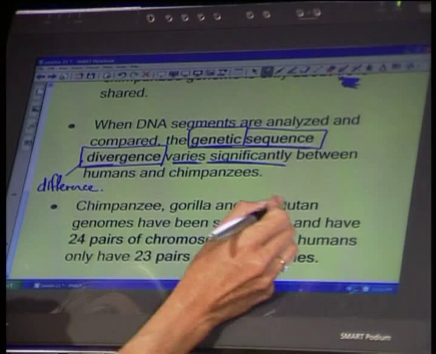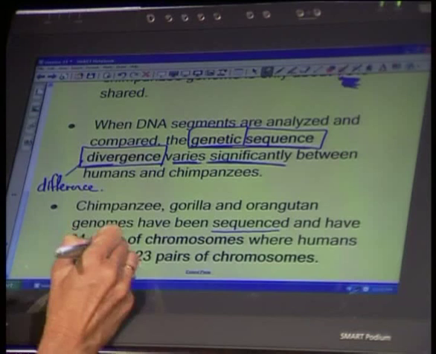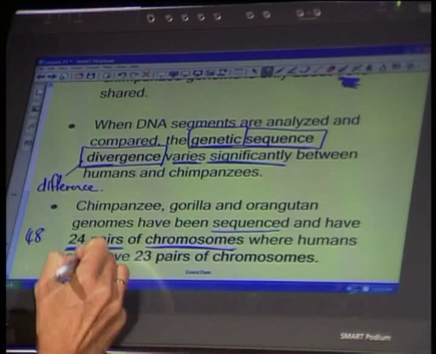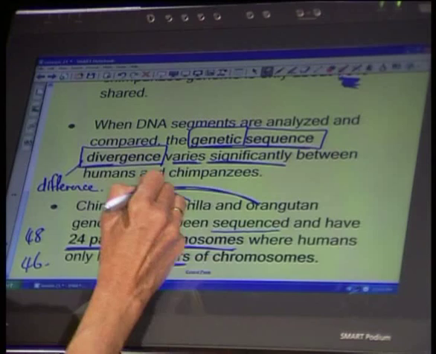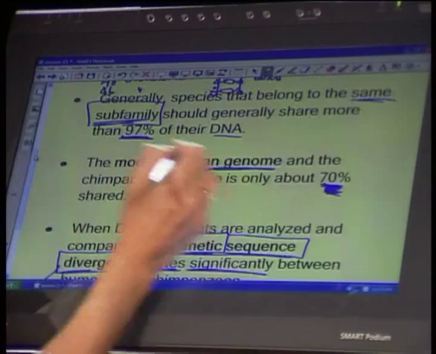Chimpanzees, gorillas, and orangutan genomes have been sequenced and have 24 pairs of chromosomes, okay? In other words, 48. Where humans have 23 pairs, which is the 46 I spoke about just now. So here, your chimpanzees, your gorillas, and your orangutans, they are closely related to each other. Okay. But the humans, we only share 70%. But we also share about 65% with chickens. All right. So, I can't think of saying that we are related to chickens. We aren't. It's too different.